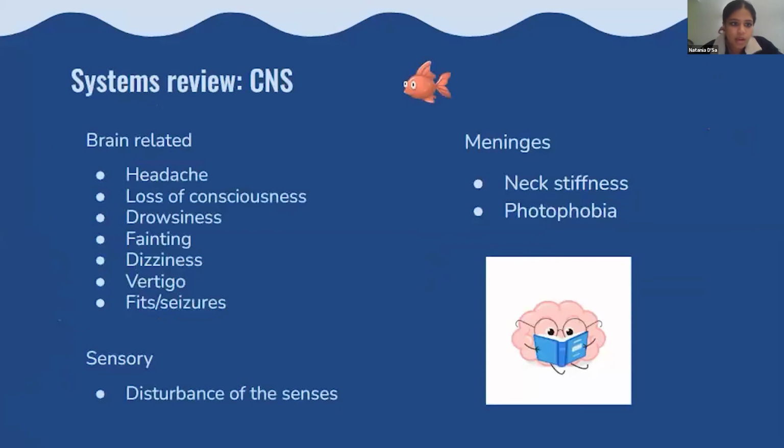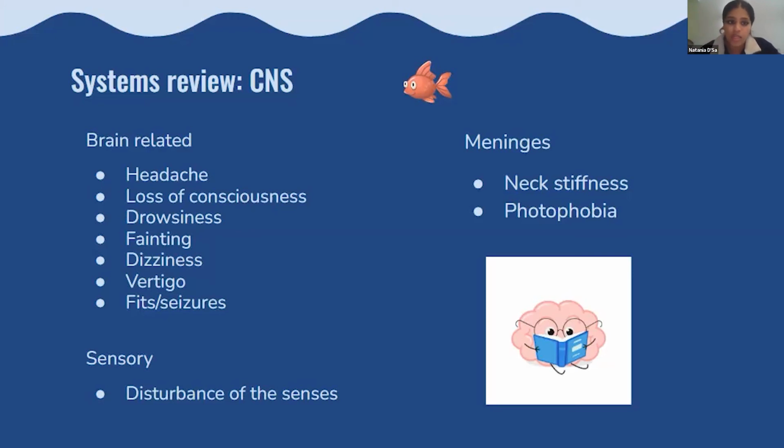Yep, so we'll start off with our systems review for the CNS, so the central nervous system. You've got those 3 different categories there. So you've got where it's specifically brain related, the injury or the problem. You've got sensory related, and you've got the meninges. And the meninges are the membranes. I think there's about 3 of them that cover your brain itself.